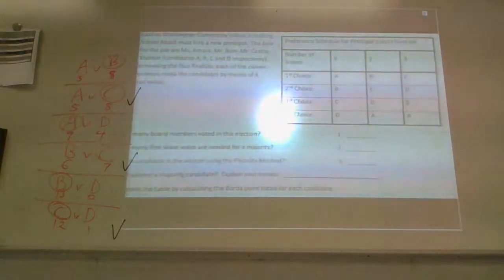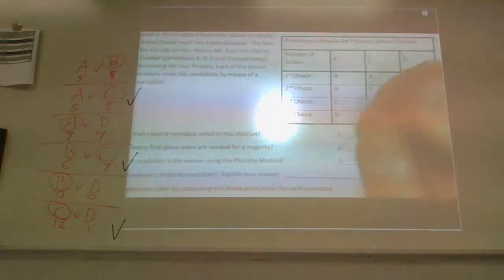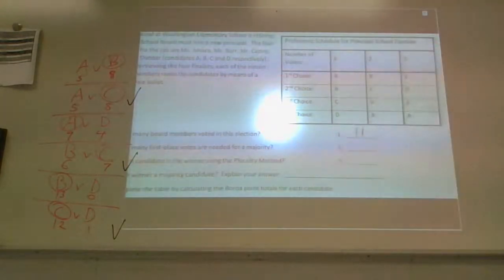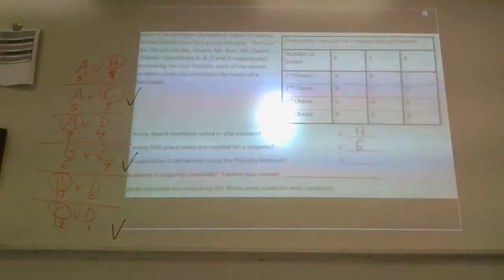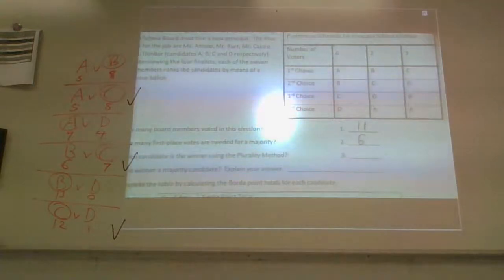Well, how many board members voted in this election? Clearly, it just says 11. I'm just going to write an 11. There we go. How many first place votes are needed for a majority? Well, 6 in this case. You will need 6 to get a majority. There are 11 people voting. Obviously, if there were 12 people voting, you would need 7, because with 12 people voting, it could end up in a 6-6 tie. That can't happen for a majority.